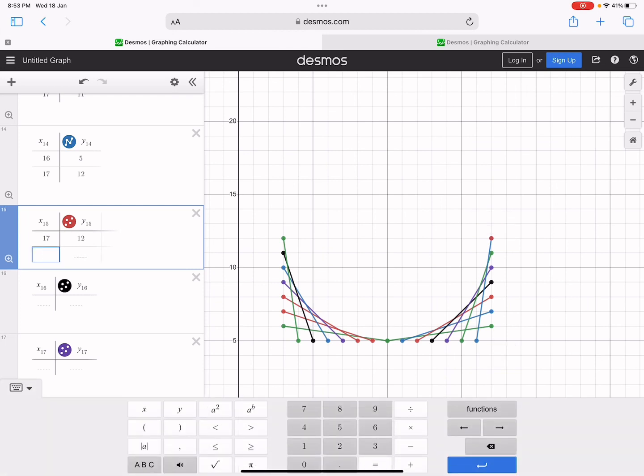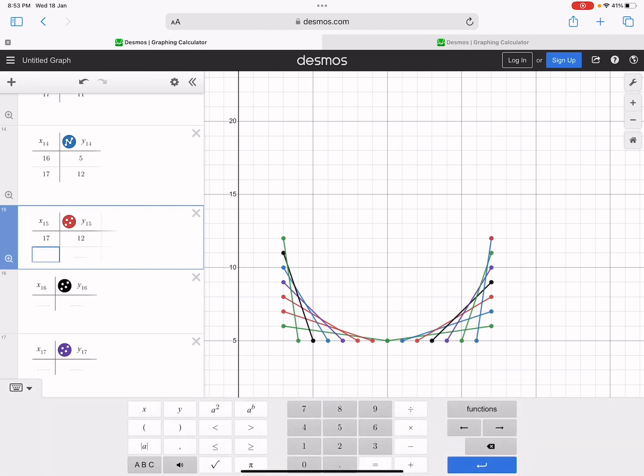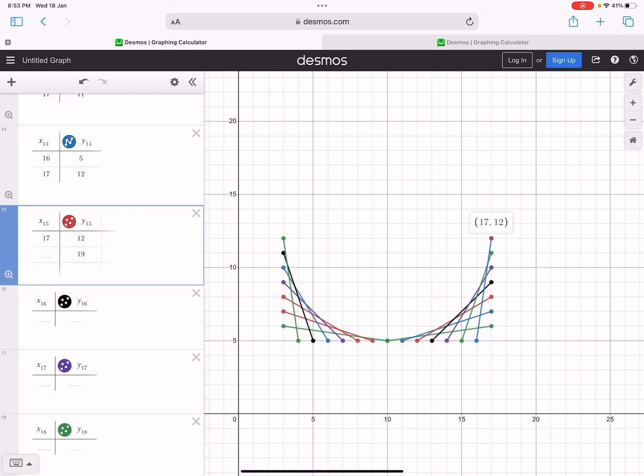So the y coordinate here is 12, so we add 12 and 7, 12 plus 7, which gives us 19. And x decreases by 1 and becomes 16.